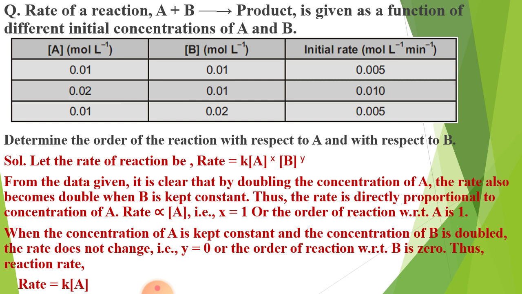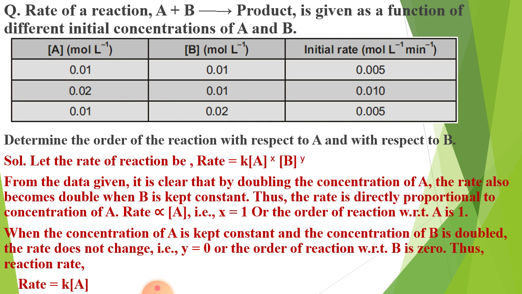So here one question like this is given. By this question you have to get the order of reaction, as it is an experimental quantity. So that's why experiments are given like this. Look at the question: the rate of reaction A plus B giving the product is given as a function of different initial concentrations of A and B. Here A is given in mole per liter, B also in mole per liter, and the initial rate is given in mole per liter per minute, where time is taken in minutes.